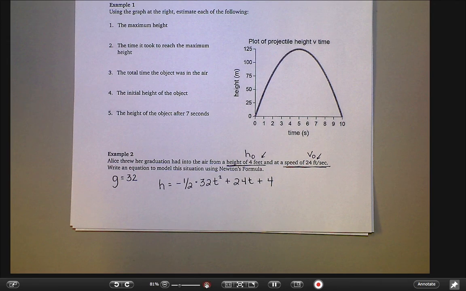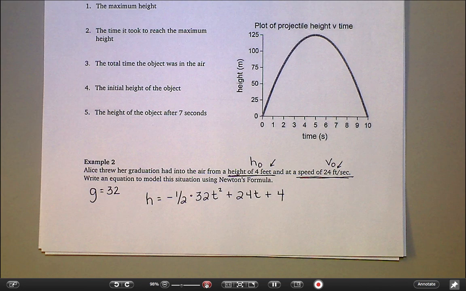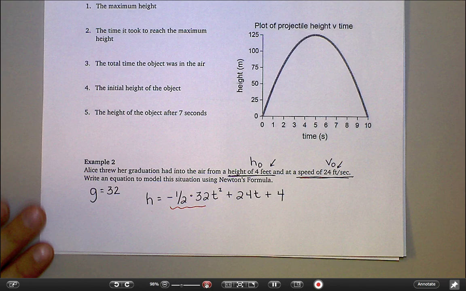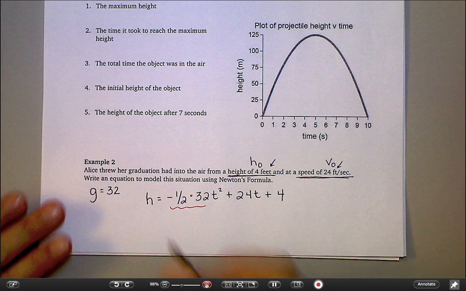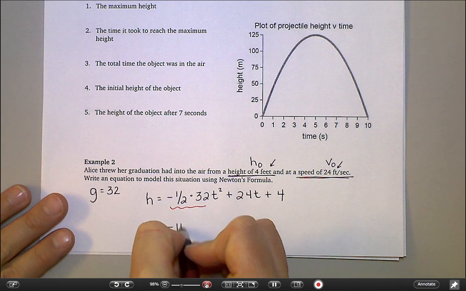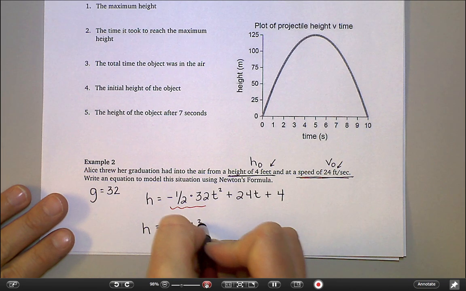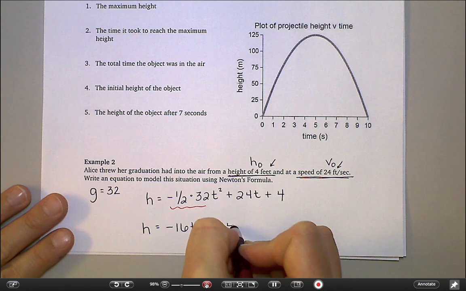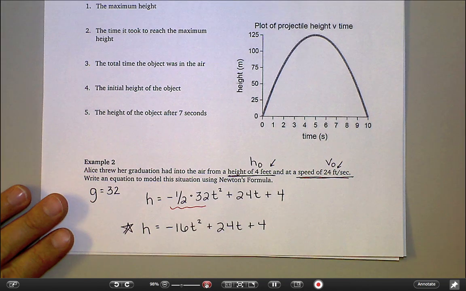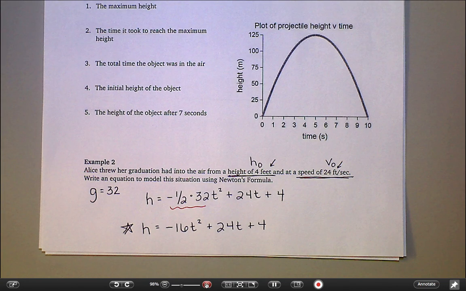There is one more thing we could go ahead and simplify a little bit here, and that's just this right here. You could go ahead and do negative 1/2 times 32 and make it a negative 16, and so your equation looks like this. Negative 16t squared plus 24t plus 4, and that's it, okay? If the question just says to write the equation, that's all you have to be able to do, okay, is set up the equation that way.